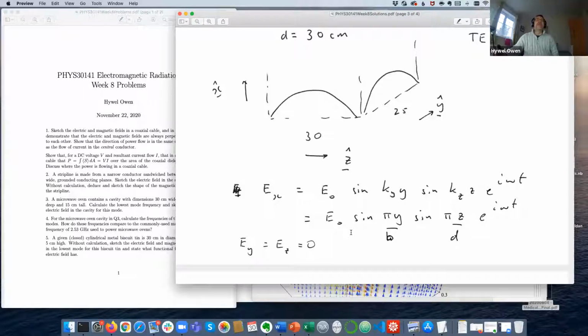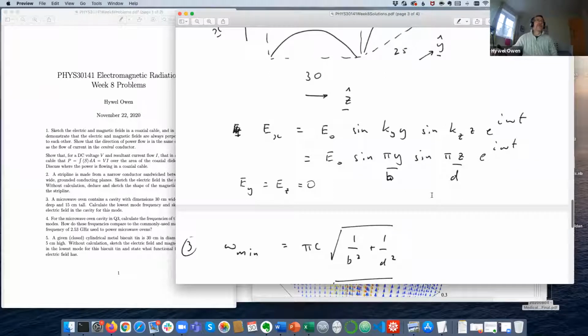But in the y direction, there's a variation sine pi y over b, because for ny equals 1, ky equals pi over b, and for the z direction, I have the same kind of behavior, kz equals pi over d. So you can see explicitly that the electric field becomes a maximum at b over 2 and a maximum at d over 2. All right, so let's plot that out. Let's see what that looks like.